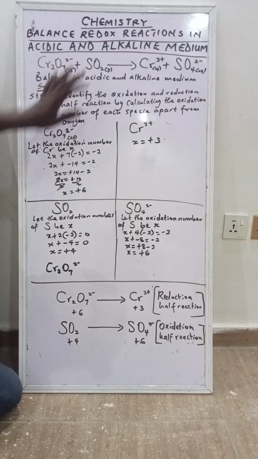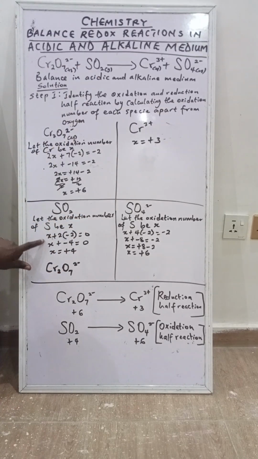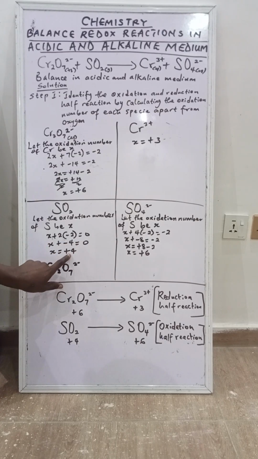Now for the SO2, let's look at the oxidation number of sulfur. Let it be X. So X plus 2 times the oxidation number of oxygen, which is minus 2, equals 0. Don't forget, this 2 here. So 2 times minus 2 will give you minus 4. So X, take it to that side, that's plus 4.